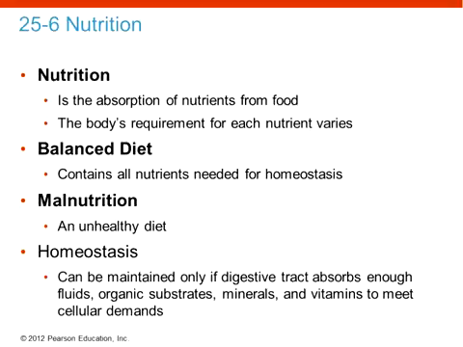So nutrition, some more definitions here: the absorption of nutrients from food. The body's requirement for each nutrient is going to vary. A balanced diet requires all those nutrients needed for homeostasis. Malnutrition is an unhealthy diet, and homeostasis can only be maintained if your digestive tract absorbs enough fluid, organic substances, minerals, and vitamins to meet these cellular demands.